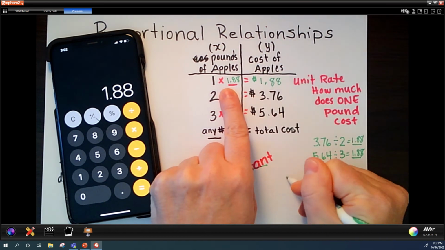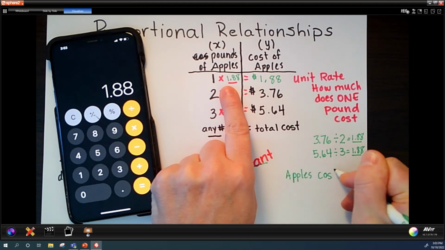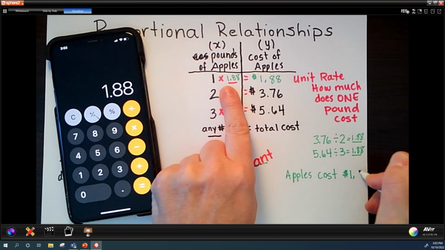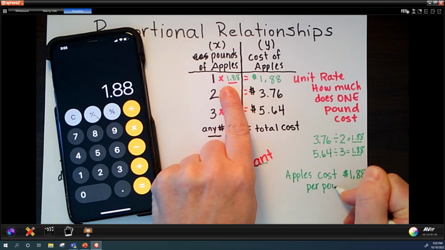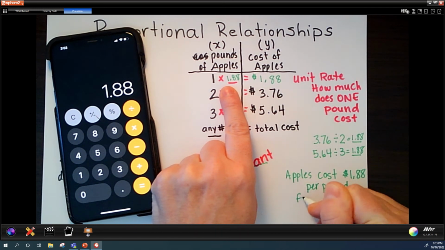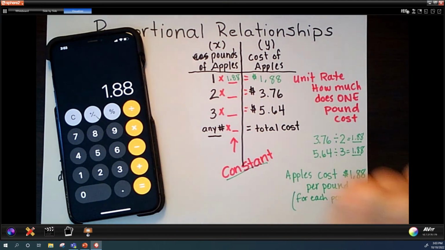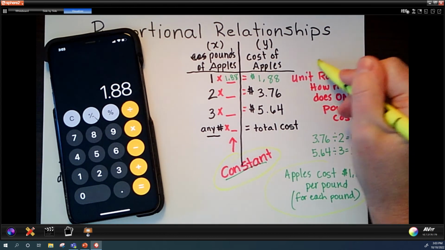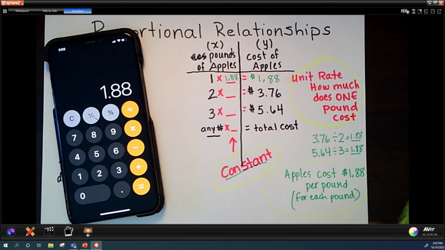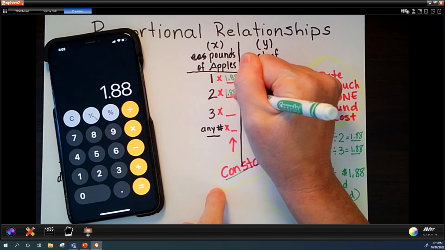Apples cost $1.88 per pound, for each pound. All right, so this is important. This is the key. This is the constant. It's also called the unit rate. We want that because now we have the secret. We have the key to the chart.